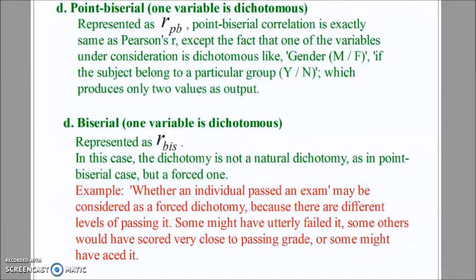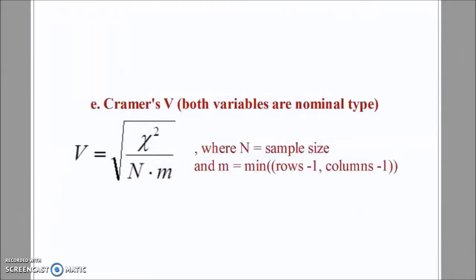So the last one that we want to talk about is the Cramer's V. The Cramer's V is a unique one in which both variables are nominal type, which means it measures the strength of relationship between the nominal variables. Most researchers do not use this often, but yes, there are researchers that have used this and it is statistically correct. So that is one of those things.